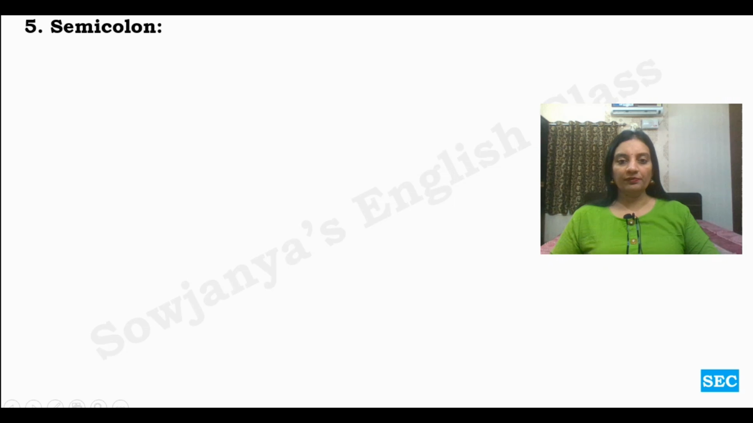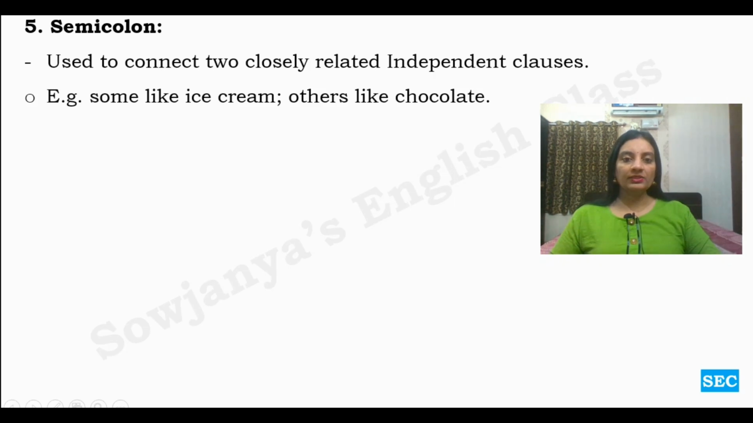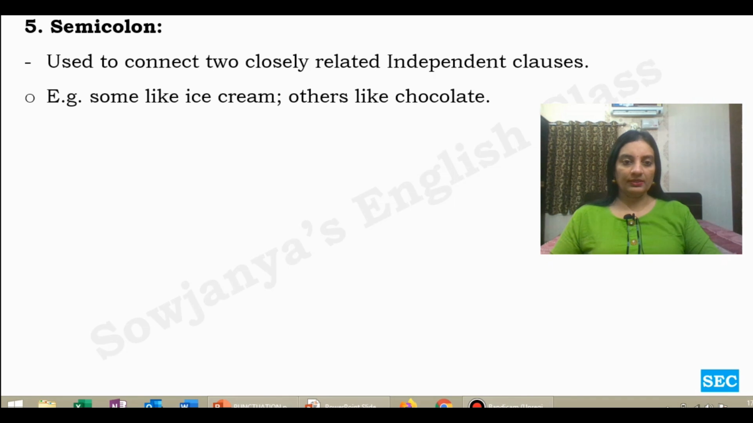And then comes the fifth one, semicolon. It is used to connect two closely related independent clauses. What is meant by closely related? Which are close in meaning. That's what we mean to say. Let us see. Some like ice cream; others like chocolate. So here "some like ice cream" is related to a dessert. "Others like chocolate" is also related to a dessert. Okay. So this close relation is shown by a semicolon.